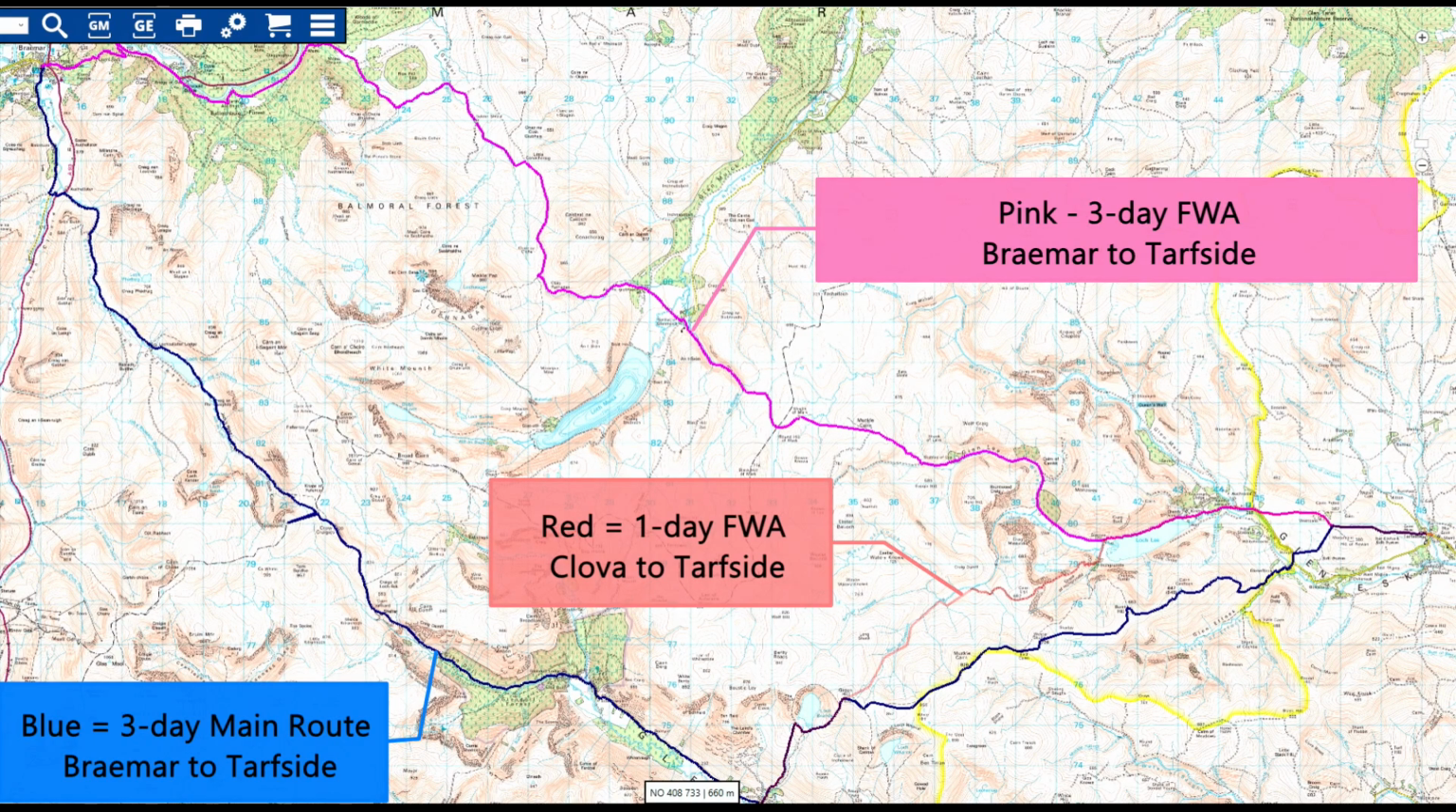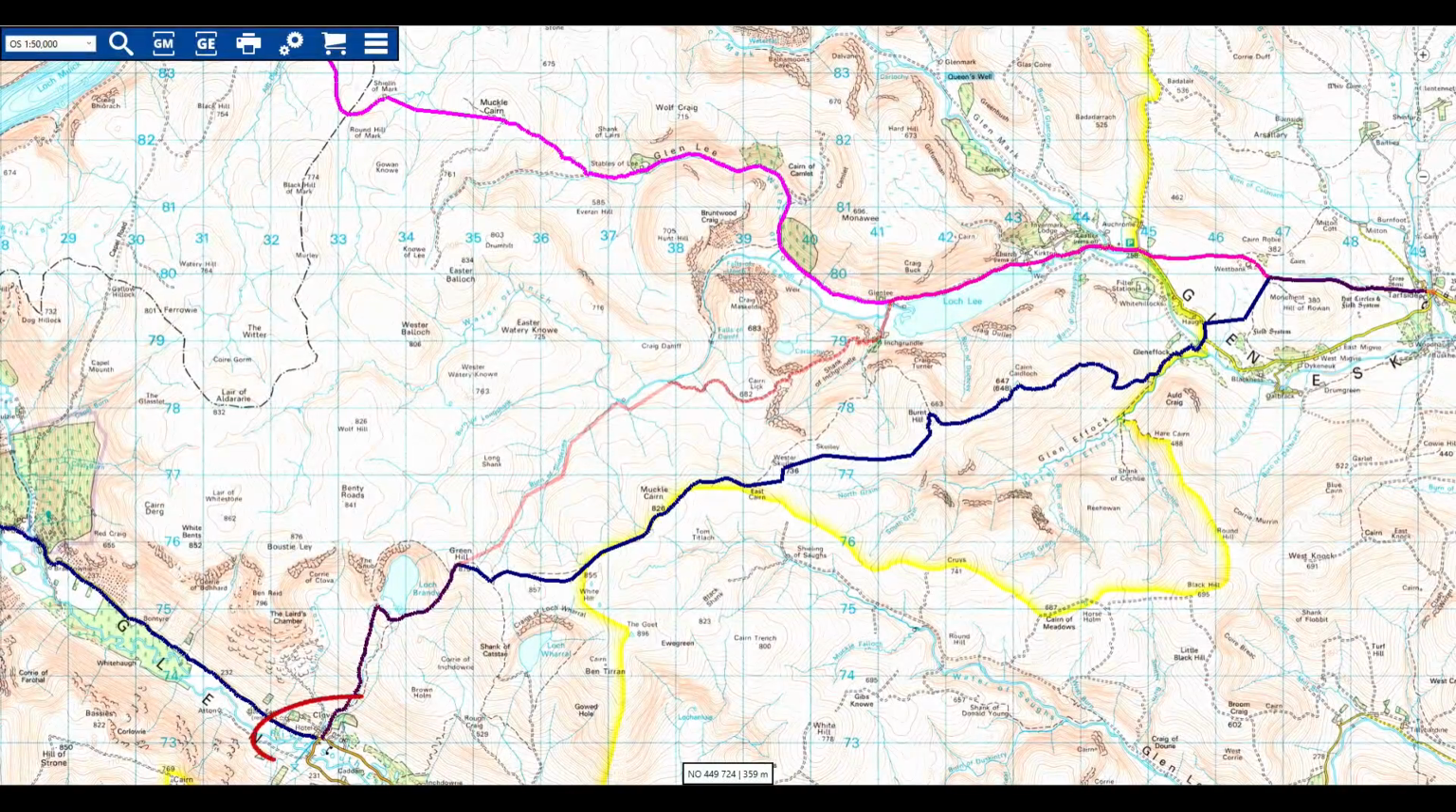But of course you're only going to be on the 3rd day of this route if you haven't taken your 3-day foul weather alternative from Braemar, which means that your 3rd day may require 2 different foul weather alternatives depending on where you are at the end of the 2nd day. A little confusing perhaps, so let's look at it in more detail.